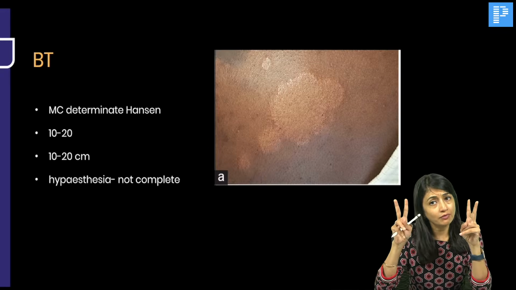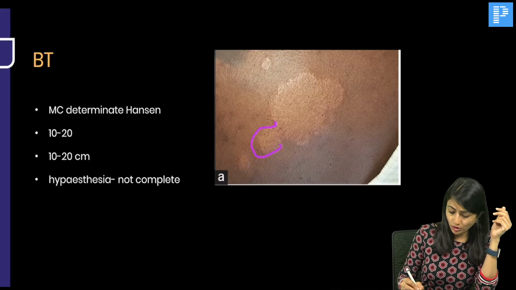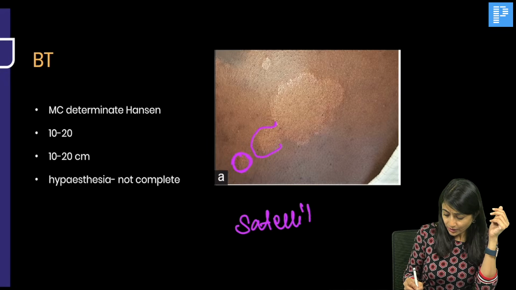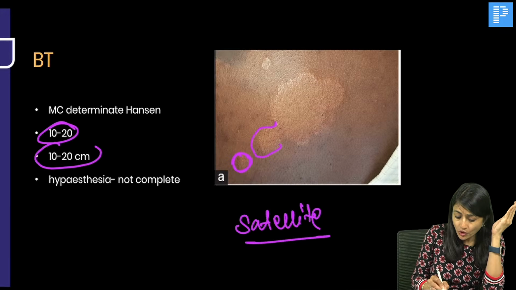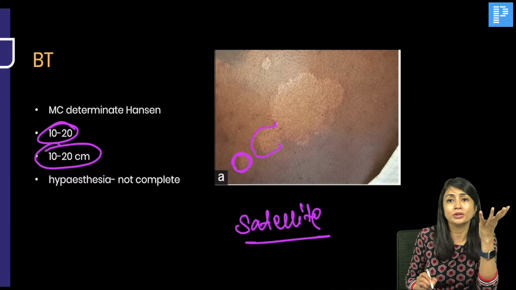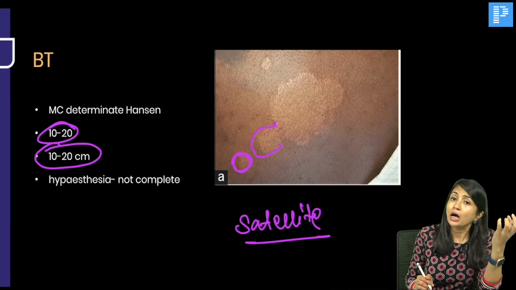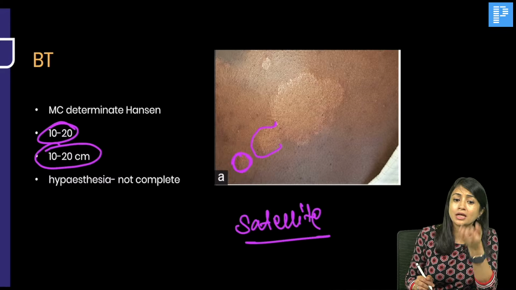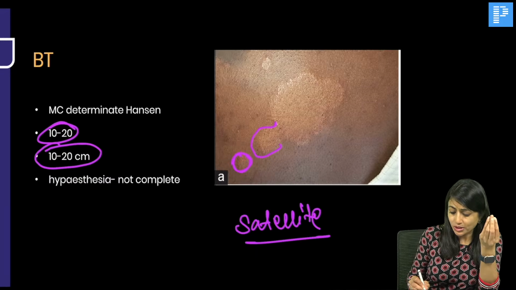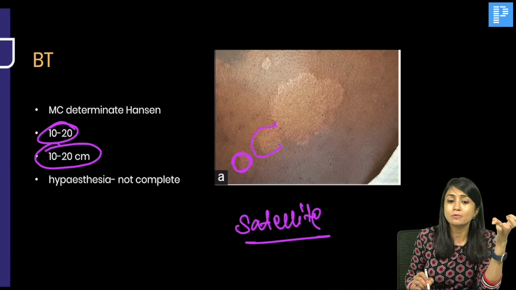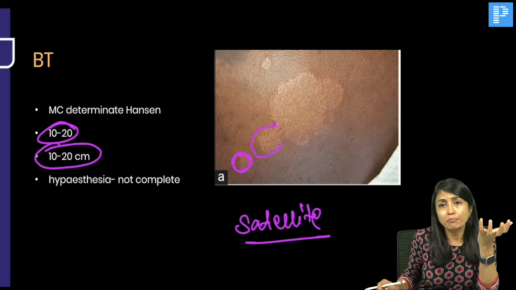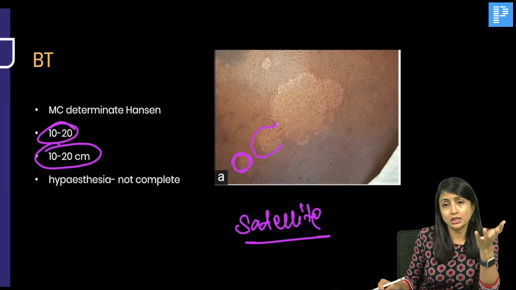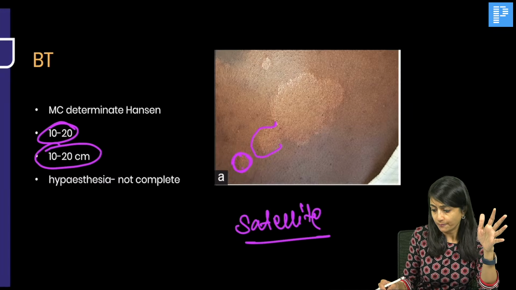Here you have to identify 2 main features: one, the presence of pseudopodia and then satellite lesions. So, here the number of lesions: usually you are given number of lesions, you are given measurements. BT Hansen usually has 10 to 20 lesions, 10 to 20 centimeter in size, but the classical thing is you see these satellite lesions because the infection is spreading here. If you check for anesthesia, there is hypoesthesia or loss of sensation, but it is not 100%.